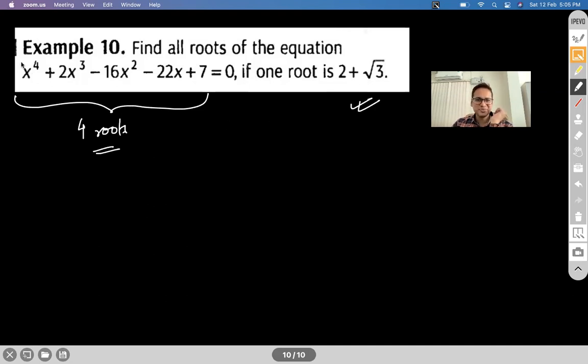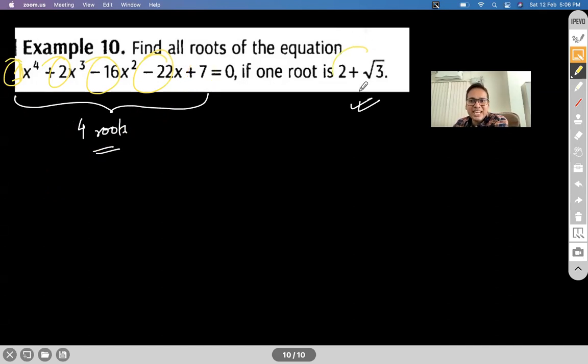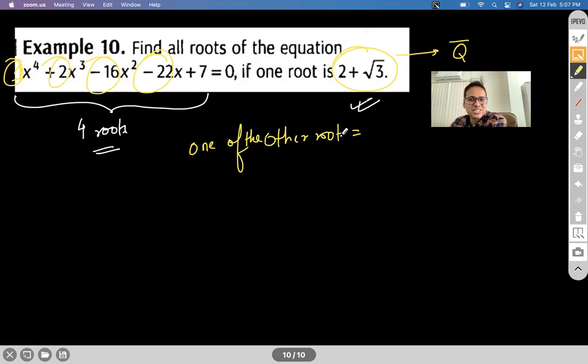Okay, so as I already told you, if you check all the coefficients here, 1, 2, minus 16, minus 22, 7, they are all rational numbers. And if one of the roots happens to be an irrational number, belonging to Q bar, bar meaning not Q, the complement, then it tells us that another root I can actually guess. So one of the other roots should be 2 minus root 3. It is for sure.